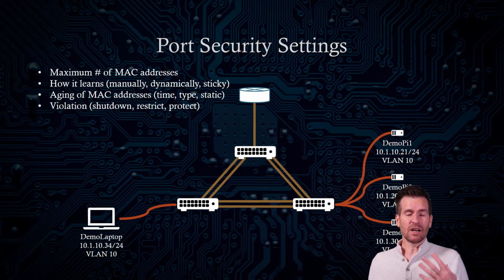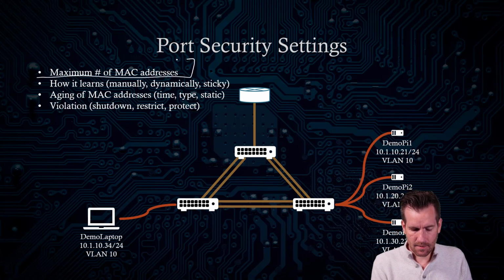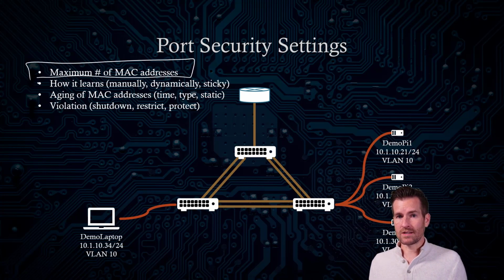There are a number of settings that we're going to be configuring on each one of our ports. The first one is just setting the maximum number of MAC addresses. Do we just want 1 or 2 MAC addresses available on that port? Do we want 5, 10? How many are we going to allow on that port?